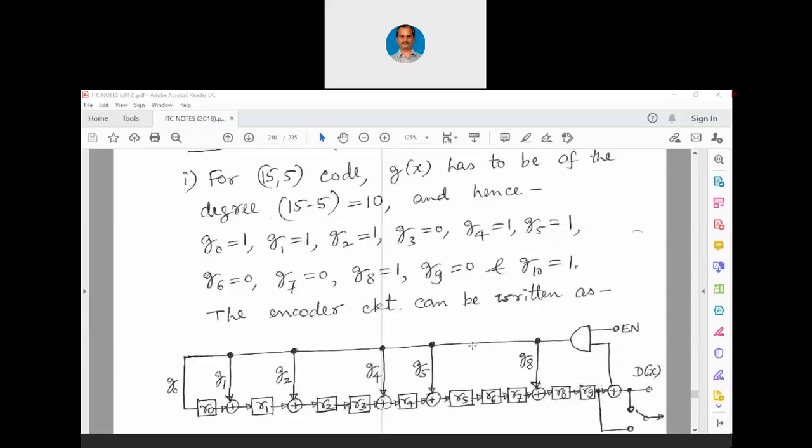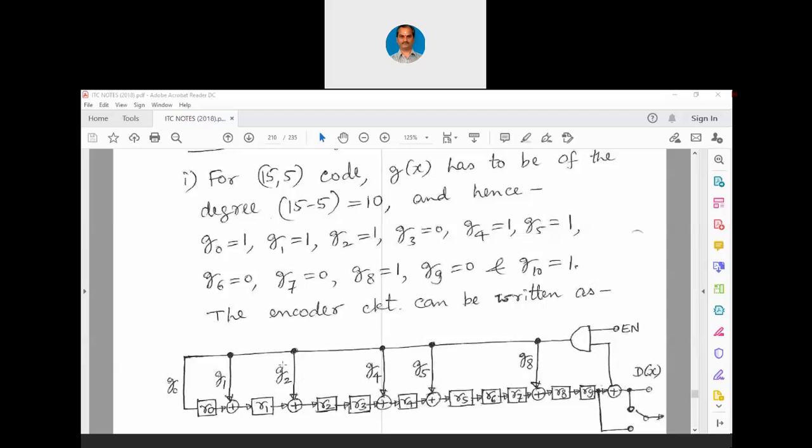Similarly, G6 and G7 are not there. Even G9 is not there. G10 by default is there because of the connection to the XOR gate itself. So as far as G0 and G10 are concerned, they have to be there as such.